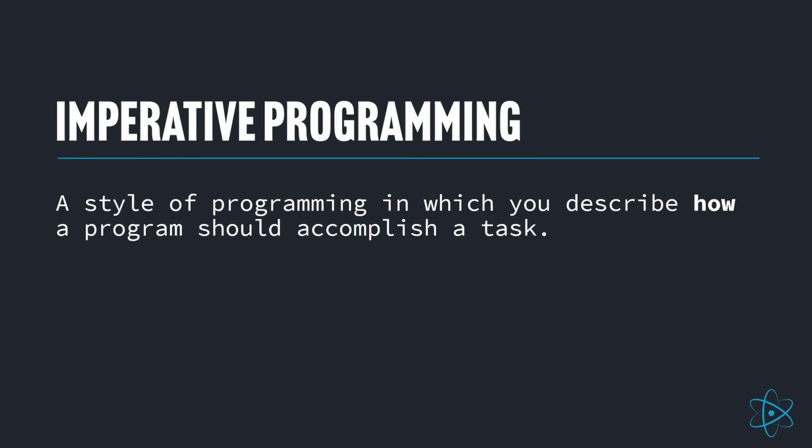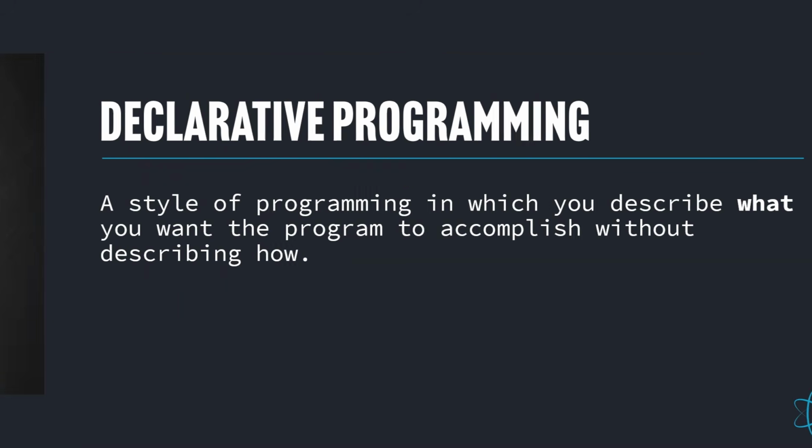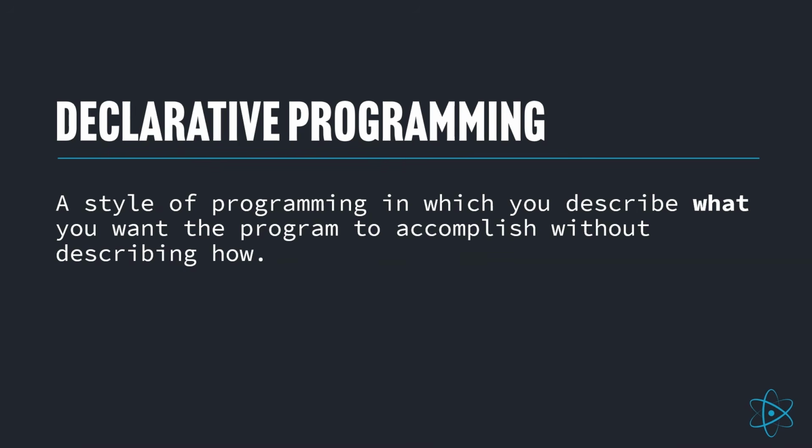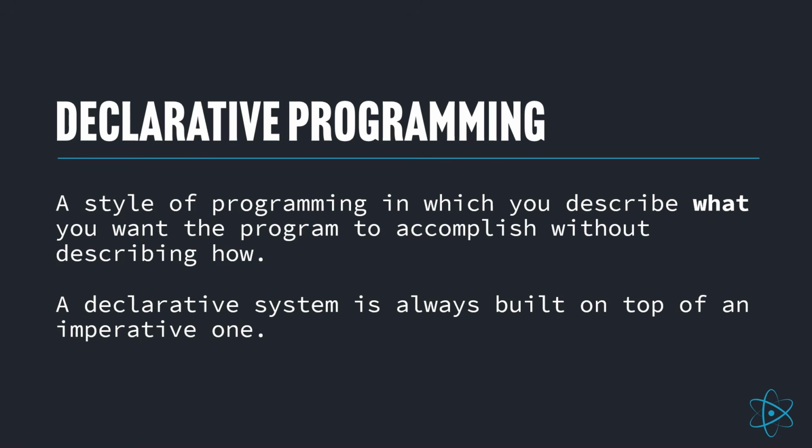That's different from declarative programming. Big word alert. Declarative programming is a style of programming in which you describe what you want the program to accomplish without describing how. That means that you do some programming, but you're sitting on top of other people's programming. A declarative system is always built on top of an imperative one, because there's some code somewhere that needs to tell the computer what to do.